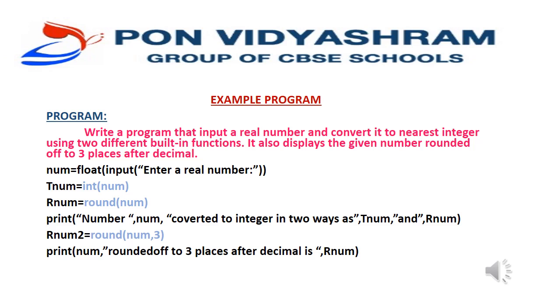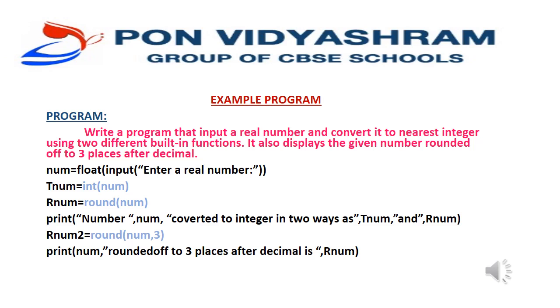Let me explain this with an example program so that it is easy for you to understand. The program is: write a program that inputs a real number and converts it to the nearest integer using two different built-in functions. It also converts the given number rounded off to 3 places after the decimal. See the example, num is a variable, float input, enter a real number. The variable num will store the floating point value, and that value will be given by the user.